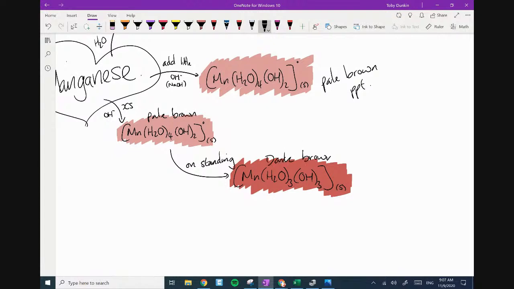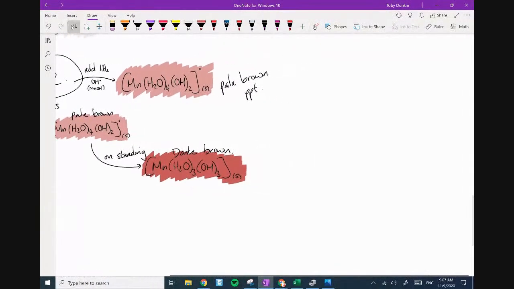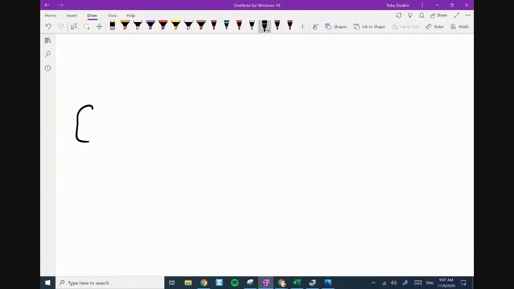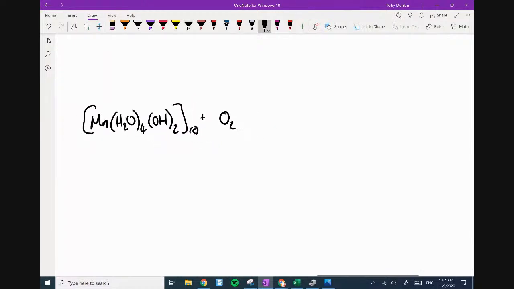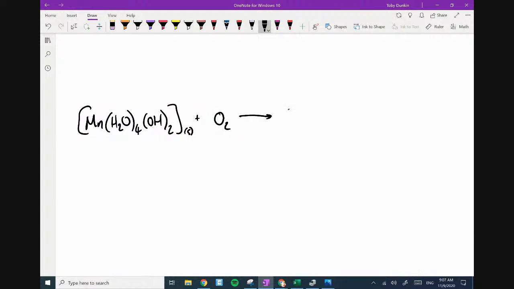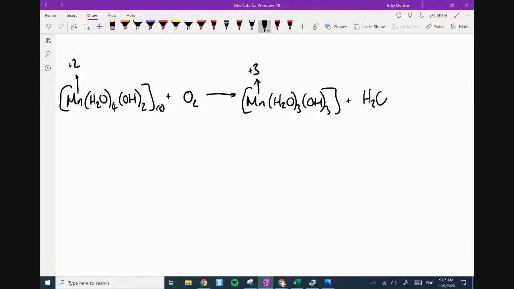Dark brown. Right. So let's just write the equation for what's happening there. We have got Mn, now students, first of all, let's do the equation, and then I'm going to explain why it doesn't do it originally. Yeah, there we go. So this is a precipitate. It reacts with oxygen. And what I'm going to do is form a 3+ complex, Mn(H2O)3(OH)3. Now that Mn in this stage is in a +2 oxidation state, and over here it's in a +3 oxidation state. And what's going to happen is the oxygen is going to form water and be reduced.